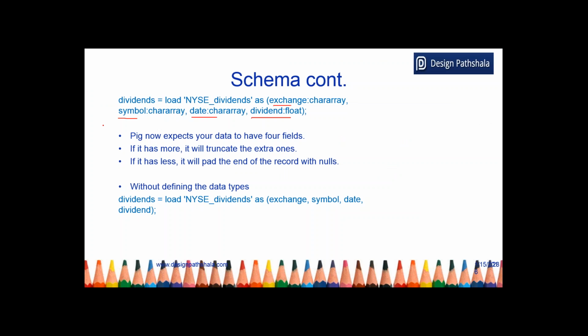If I give something like this, in that case, Pig expects the data to have 4 fields. If it has more than that, it will just truncate those fields while you're processing the variable called dividends, because you have explicitly given 4 fields. If it has fewer fields, it will append the next columns as null. Basically, it will assume those next columns are null and missing in the data sets. So if you have explicitly given 4 fields, it will always assume you have 4 fields. If fewer, it will make them null; if more, it will truncate them.